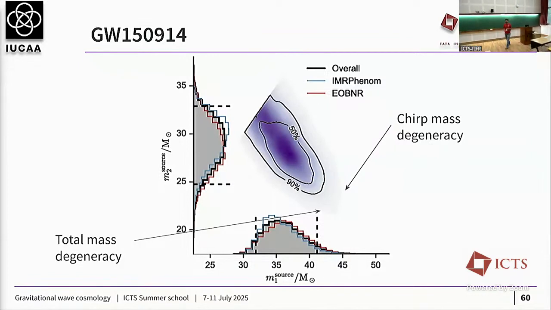Let's pick up from where we left off yesterday. There was one particular plot that we had looked at. This was for GW150914, showing the posterior distribution of the source frame masses, M1 source and M2 source. You can see the masses listed in solar masses on the axes. There was some back and forth about what kind of degeneracy this is. Is it chirp mass or total mass degeneracy?